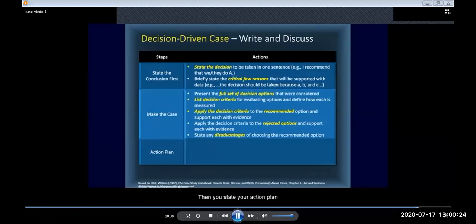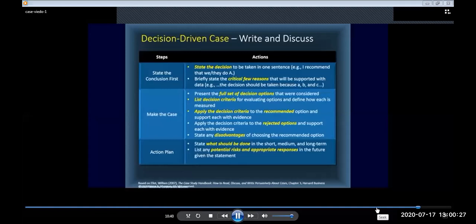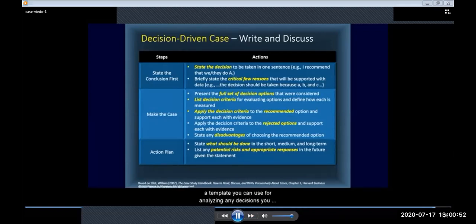Then, you state your action plan. Clearly explain what you would do in the short, medium, and long term, and define any potential risks and how you would respond. Doing all the actions described for preparing a case will give you what you need to present your ideas in class or in writing. This approach also provides a template you can use for analyzing any decisions you may face. There is similar guidance for problems and evaluations that describe how to approach those kinds of cases. You can read about that on your own.